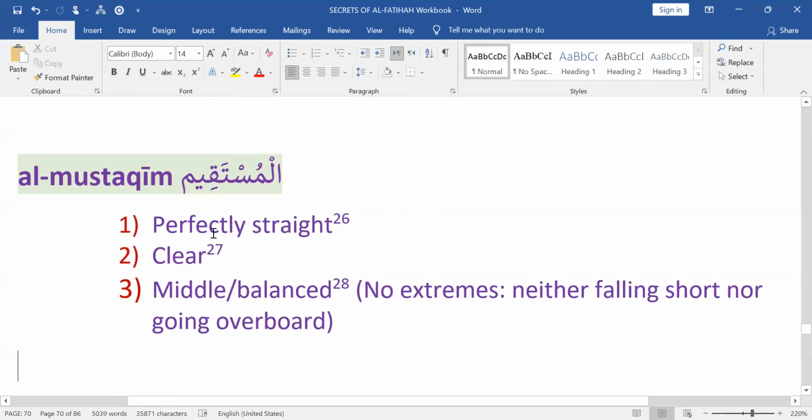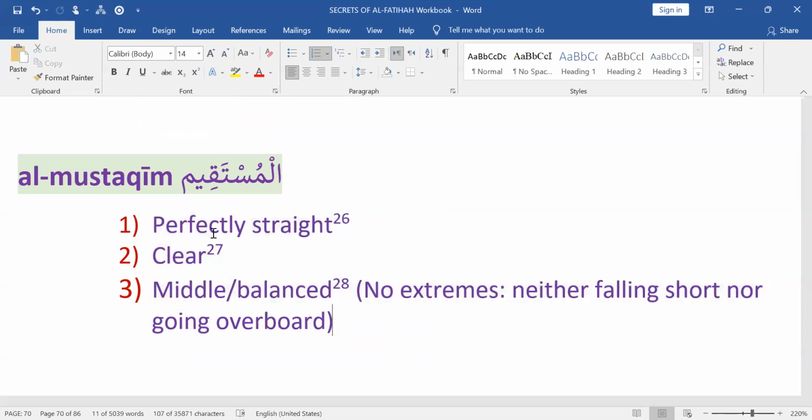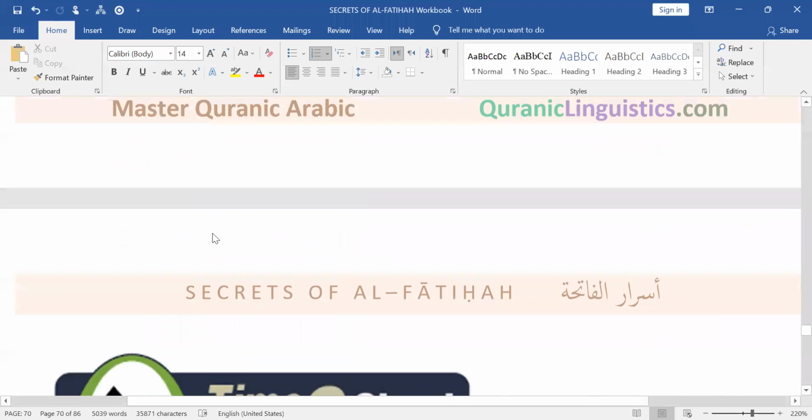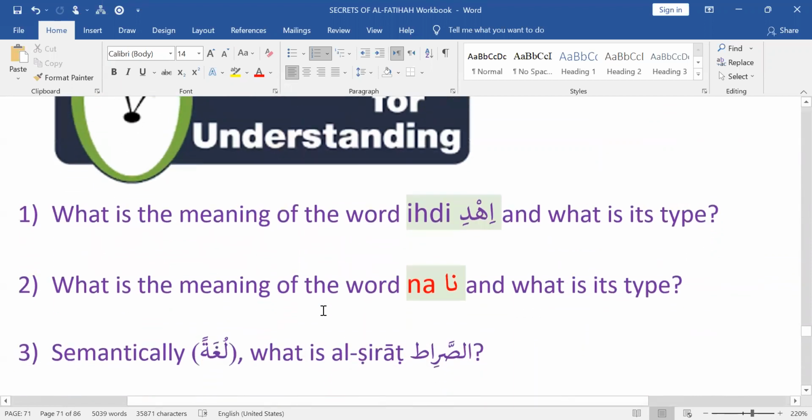And finally, the word al-Mustaqim has the idea of perfectly straight, clear, middle, balanced, no extremes, neither falling short nor going overboard. So that is it. That's the verse. Ihdina al-Sirat al-Mustaqim. Ihdina al-Sirat al-Mustaqim.